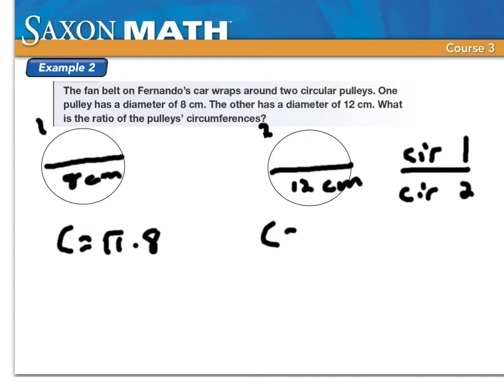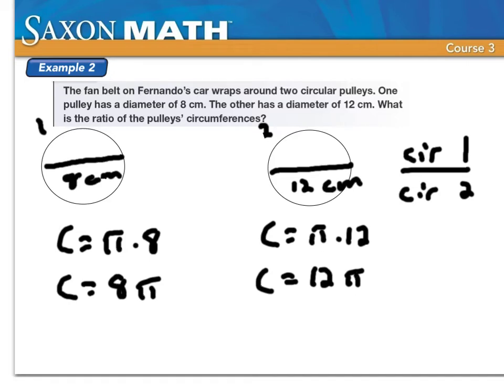And the circumference of this one is pi times the diameter. Well, a good thing about pi is that we can approximate it as 3.14, but if they don't tell us to, then it's perfectly okay to write this pretending like pi is a variable. So write it like 8 times pi. That's the circumference. And this circumference is 12 times pi.